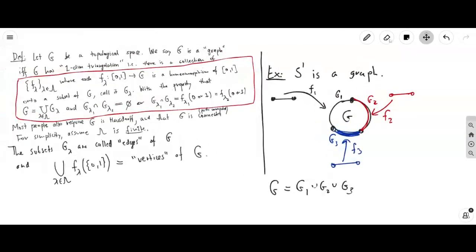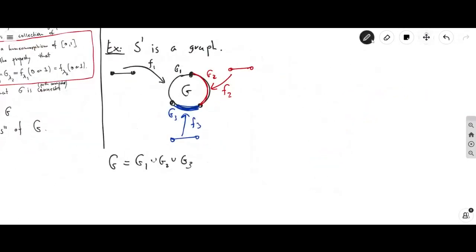And now look at this. How do they intersect? So this condition is satisfied. We have homeomorphisms, and G is the union of the edges. And when they intersect, if you take two different edges, they will intersect either empty or at a single point. So you can see this. For instance, let's say we take G2 and we intersect it with G3. What do we get? Well, they meet at exactly that point right over there. That's the point that they meet.